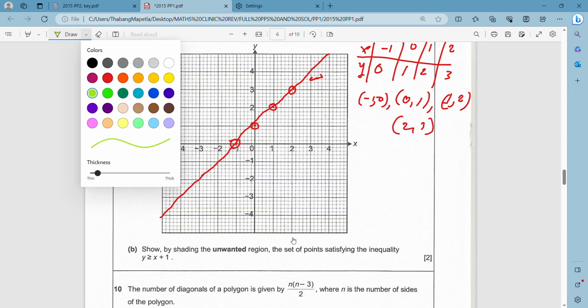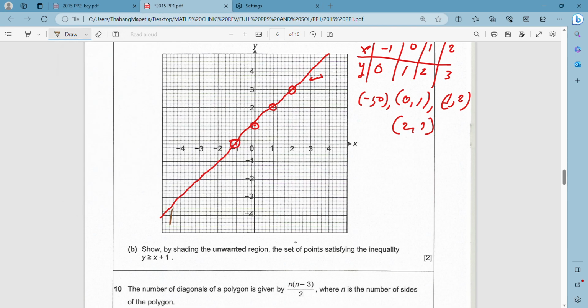So which one is the false region? The false region is going to be this side, because this is where y is smaller than that equation. You can shade like this, but make sure your shading is a little bit nice. So yeah, then you get your 2 marks. I hope we are good.